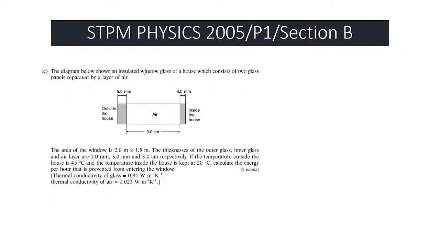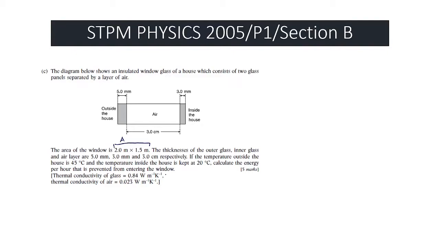The diagram below shows an insulated window of a house, which consists of two glass panels separated by a layer of air. The area of the window is 2.0 meter multiplied with 1.5 meter. This is the area A. The thicknesses of the outer glass, the air layer and the inner glass are 5.0 mm, 3.0 cm and 3.0 mm respectively. The temperature outside the house is 45 degrees and the temperature inside the house is kept at 20 degrees. Calculate the energy per hour this prevents from entering through the window.